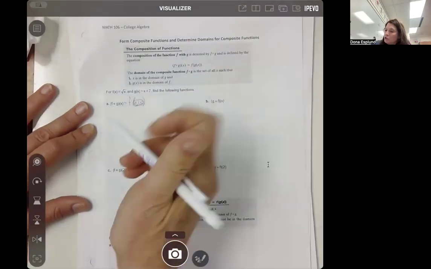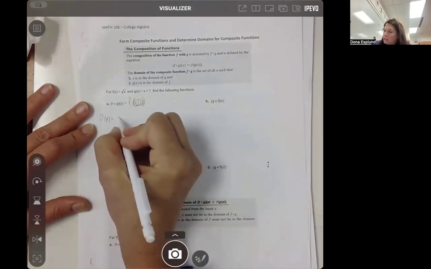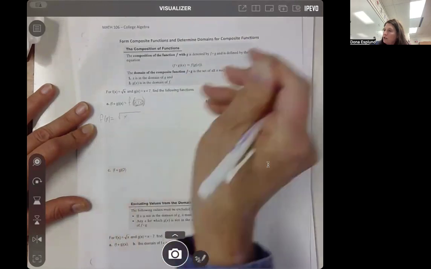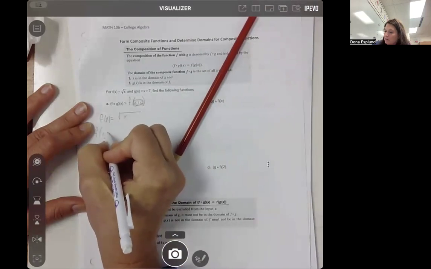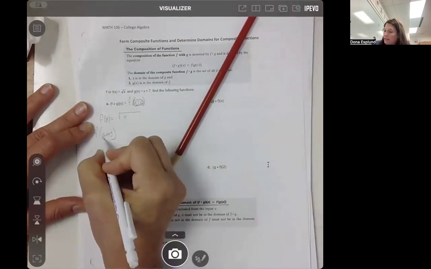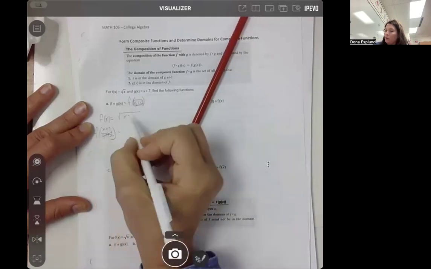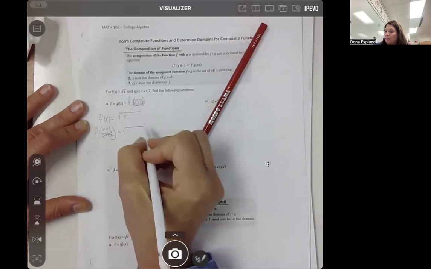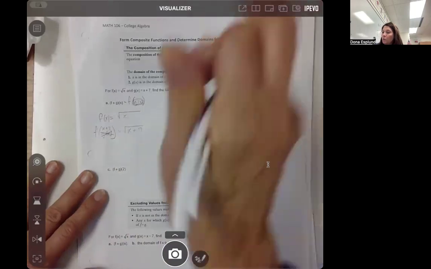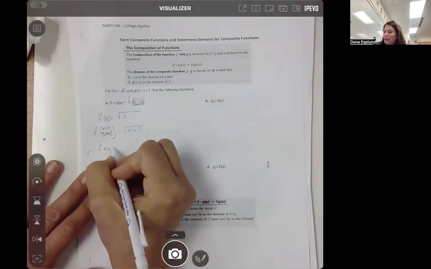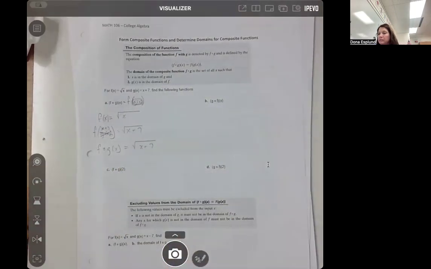Okay, so f of x, remember, was the square root of x. So now when I look for f of g of x, that means I'm going to replace the g of x with x plus 7. That means wherever I see my x, I'm also going to replace it with x plus 7. So f of g of x is just the square root of x plus 7 in this case.